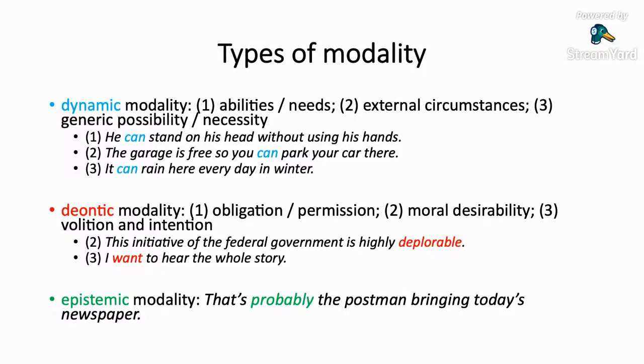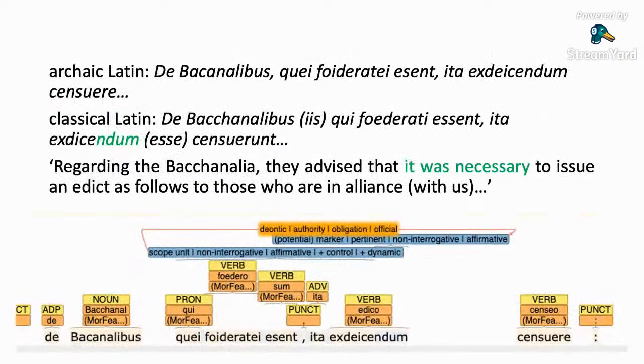And you can also have a generic possibility or necessity. So, for example, sentence 3, it can rain here every day in winter. And so we try to apply this schema to the case of the ancient languages, and in particular to the case of Latin. So let's try to see an example.